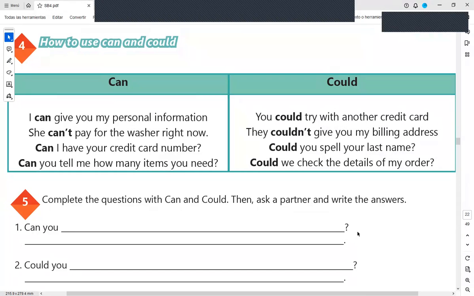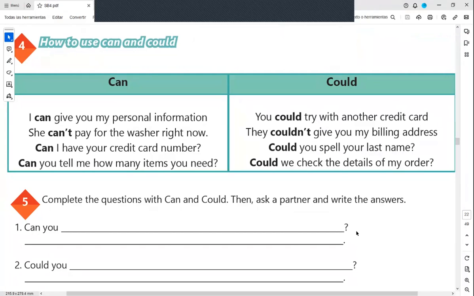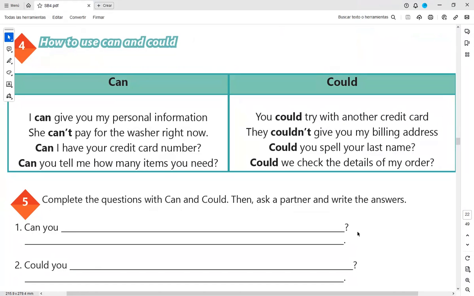Okay, guys, we have how to use can and how to use could. Now, you know that can expresses possibility, right? Sabemos que el can expresa una posibilidad. So it also expresses an ability. También expresa una habilidad. But when I say I can give you my personal information, that's a possibility.